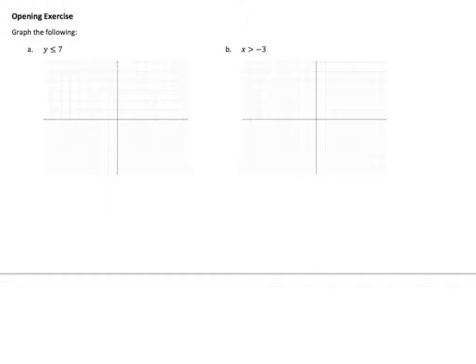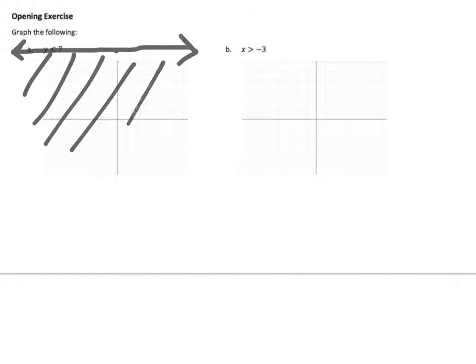Graph the following. So first of all, y is less than or equal to 7. First we have to find y equals 7 on our coordinate plane. 1, 2, 3, 4, 5, 6. Of course 7 is not on here because that makes sense. There is 7 and it's less than or equal to, so I'm going to draw a solid line at y equals 7 and then shade under the line. Okay, so everything above the line is not shaded, everything below the line is.